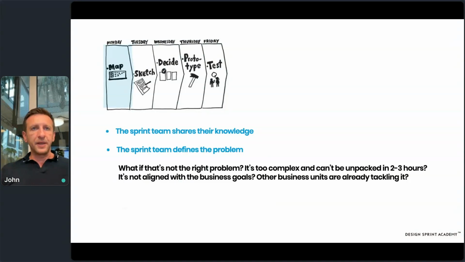What if you pick something, the team is super excited about it, but then it's not really aligned to what business stakeholders want to do, and then nothing's going to happen after the sprint? What if other business units are already working on it? And it actually happened to us in one design sprint, and on Tuesday we had to go back to the drawing board and start again. So you can have all of these things happening.